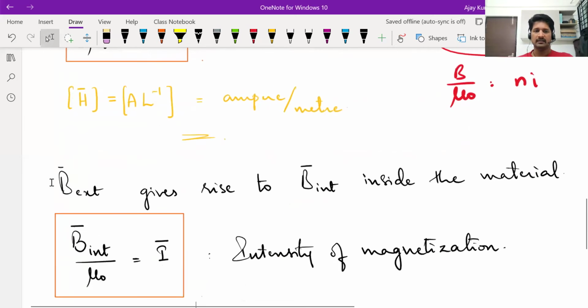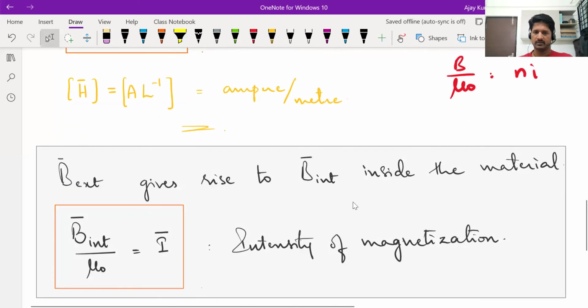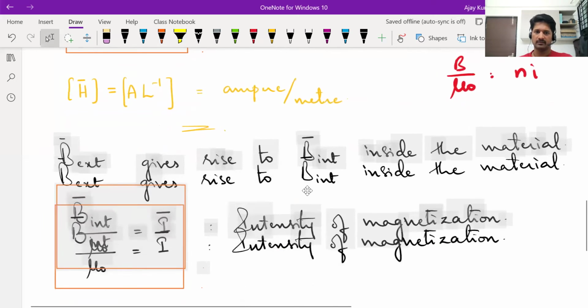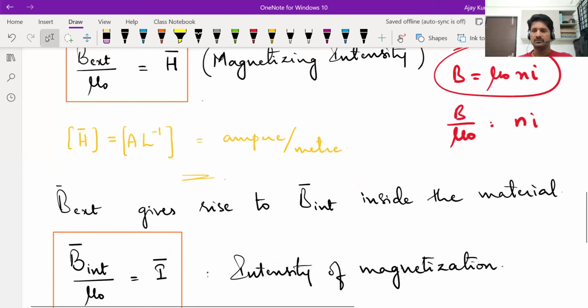Magnetizing intensity is the intensity with which you are trying to magnetize something. So it refers to the external field. Intensity of magnetization tells you about how strongly the material has been magnetized. So that depends on the internal magnetic field.